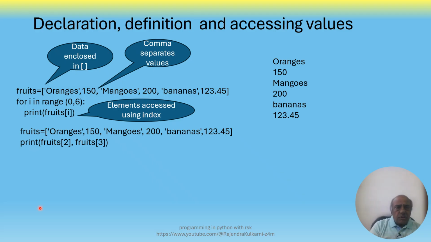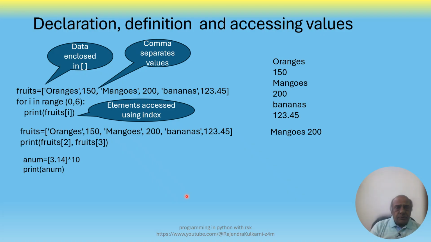We can also access an individual value by mentioning its index. So here fruits index 2 and fruits index 3 we are accessing, so we get mangoes and 200 as the output.